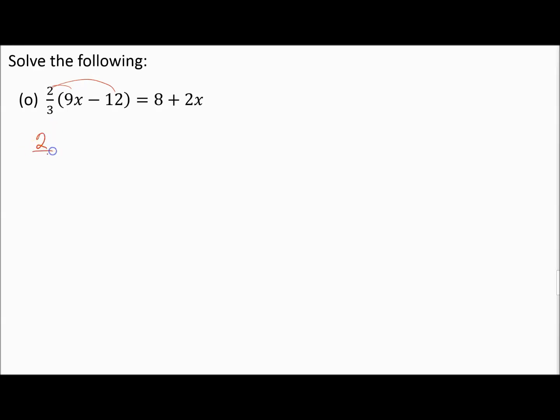So I have 2/3 times 9x minus 2/3 times 12 equals 8 plus 2x. Now notice I didn't even multiply that out. I just wrote down exactly what we have. 2/3 times 9x minus 2/3 times 12. Now we can multiply it out.